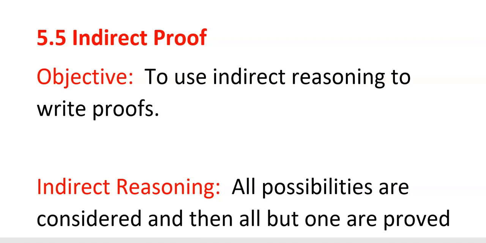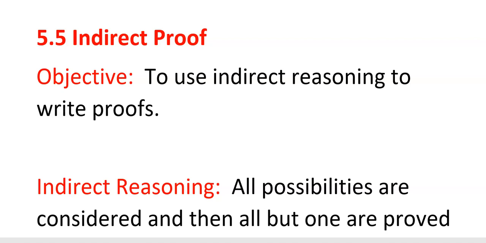Section 5.5, indirect proof. What we're going to do is use indirect reasoning to write proofs. This is not a two-column proof. It's something totally different than that. It's kind of like a backwards style proof. There are 3 steps to it, and I'll tell you what the 3 steps are, either today or tomorrow, depending on what we have time for.